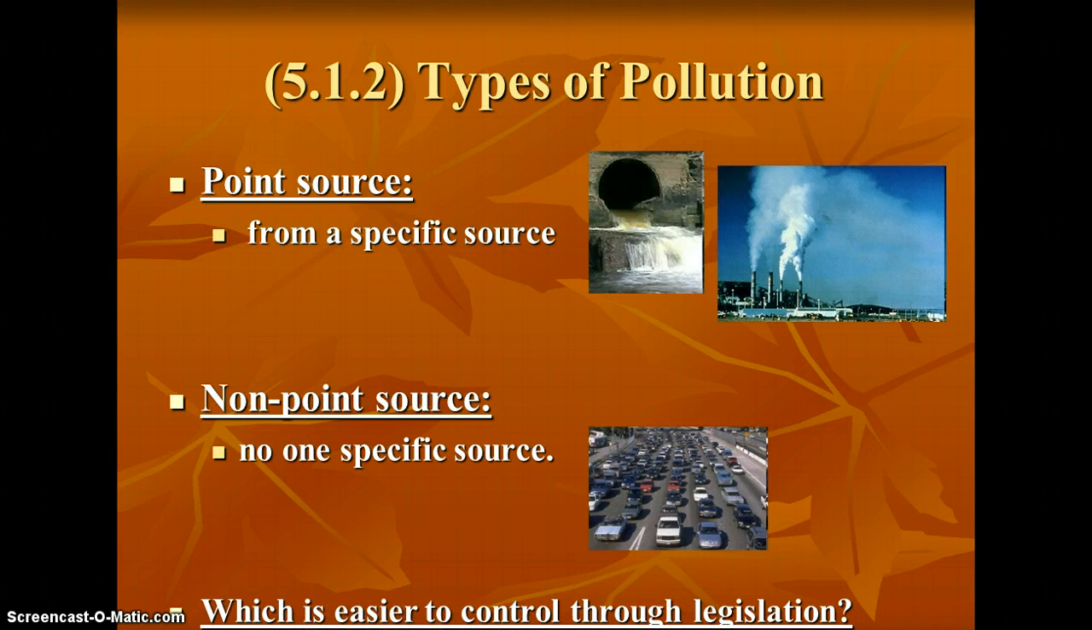Specifically answering this question about easier, the one that's easier to control is one where we can actually pinpoint the polluter, right? So the point source pollutant. The non-point source pollutant is really difficult to figure out where and how and what to do about enforcement issues through legislation, and we'll get to that more later.